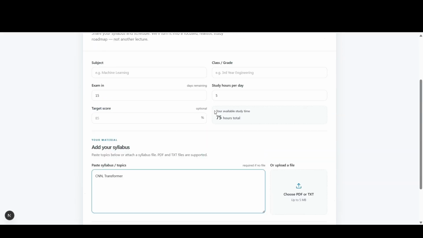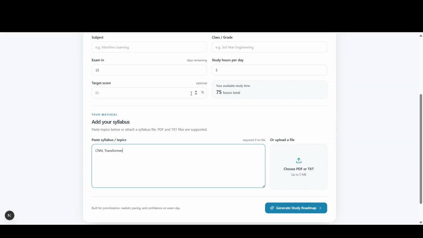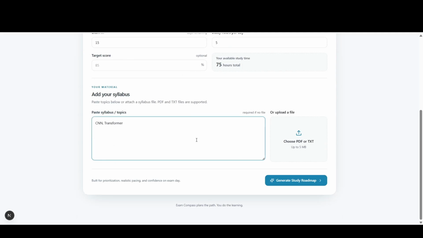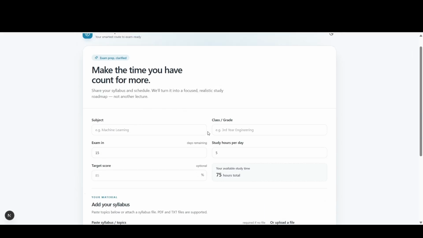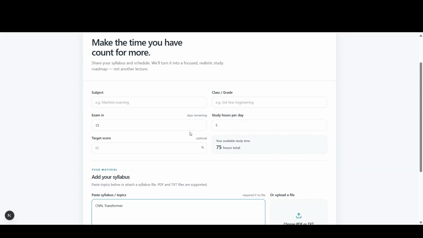All these things will be considered in the backend by the AI. Here I'm using the LLM OpenAI 5.6 GPT. Based on that, it gives you the realistic, optimized study path. So you'll have a clear picture of what you are going to study, and by studying what you'll maximize your target score.